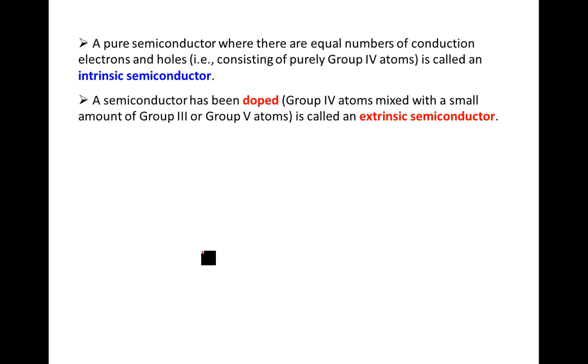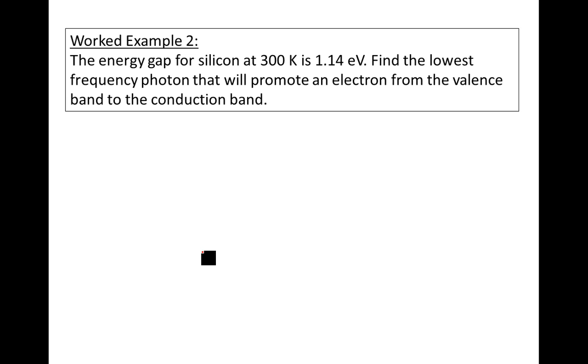A pure semiconductor contains an equal number of conduction electrons and holes. This is called an intrinsic semiconductor. A semiconductor that's been doped with a small amount of group 3 or group 5 atoms is called an extrinsic semiconductor. Now, let's look at some examples.